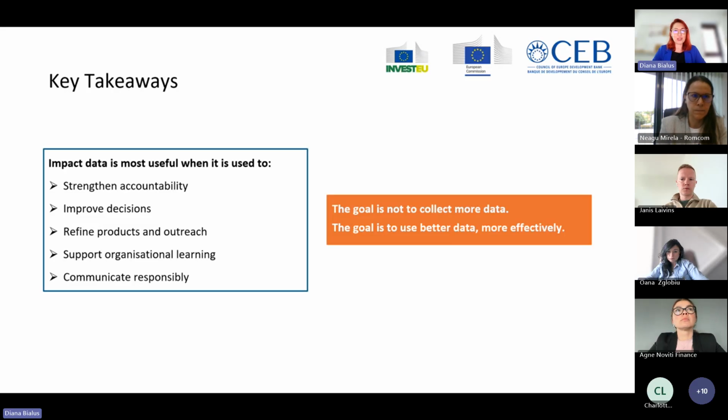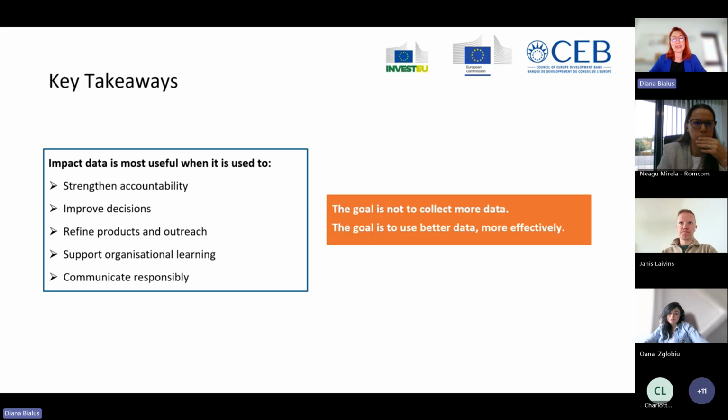So I think we mentioned this throughout all the 3 training sessions, but the goal is not to collect and report more data. It's how to use data better, and analyze it so that it's useful for you, for the organization, and also for clearly communicating to your stakeholders your results, and what those results mean.